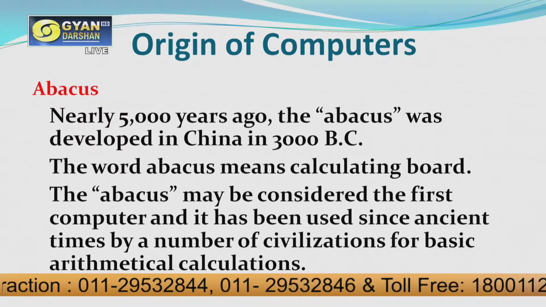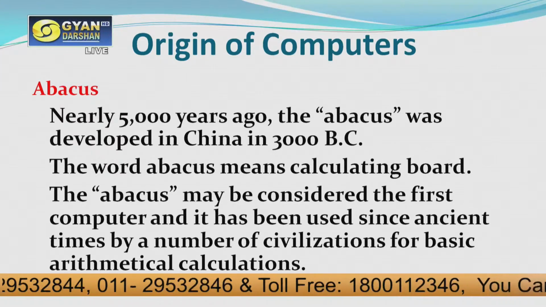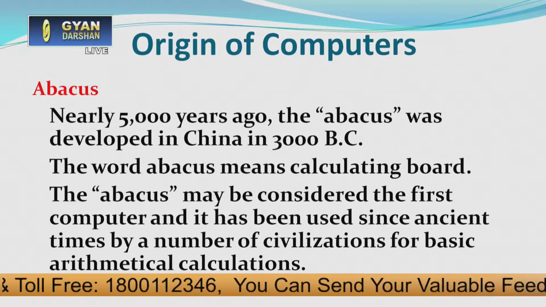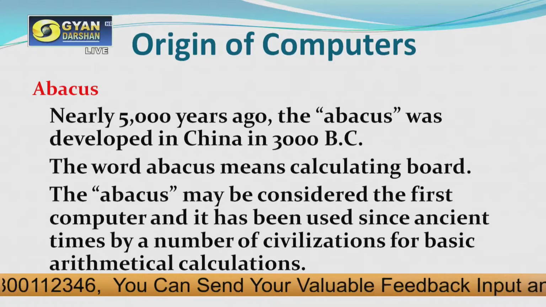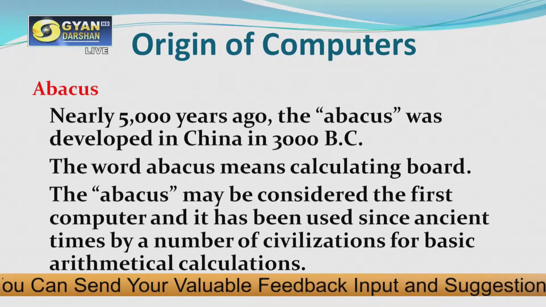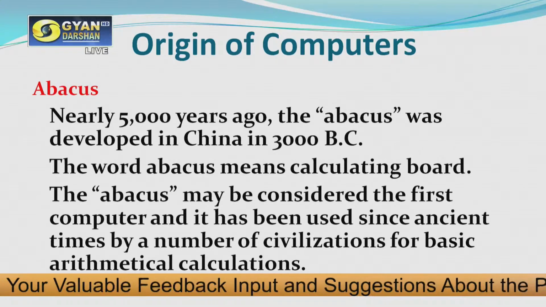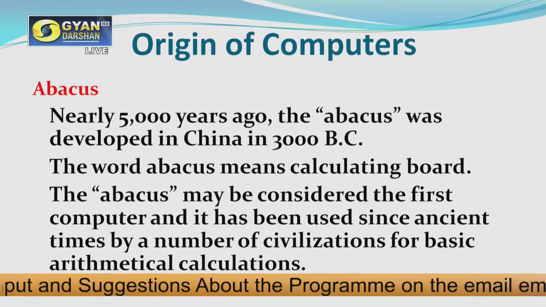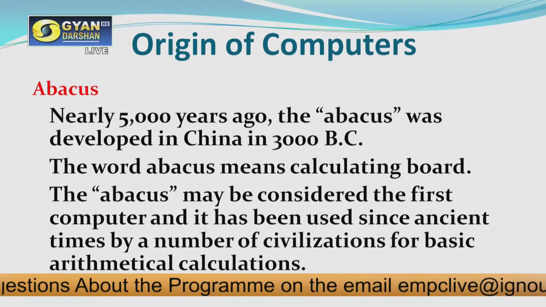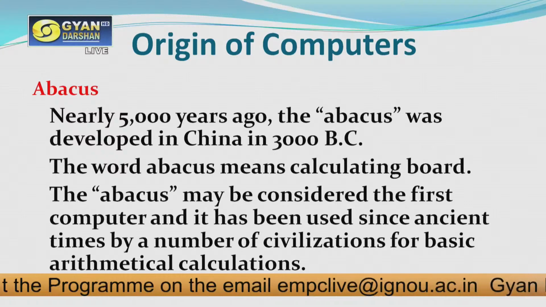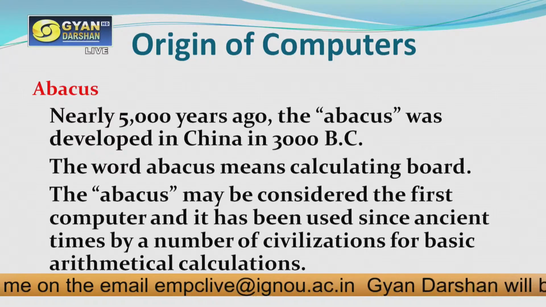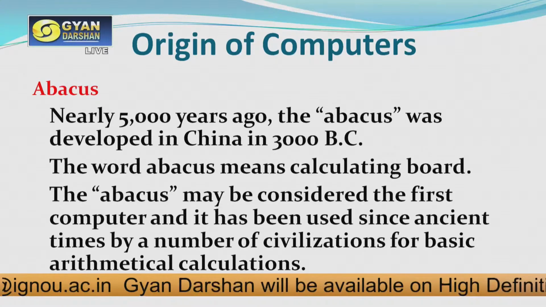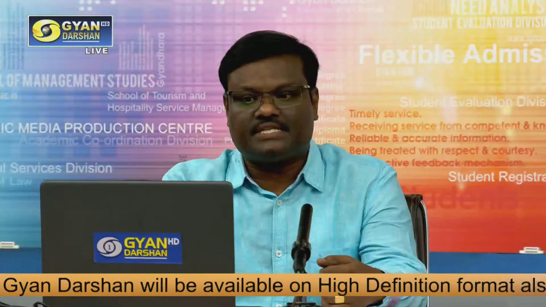Nearly 5,000 years ago, the abacus was developed in China in 3000 BC. This was the first calculation board, we can say, and the abacus may be considered as the first computer or calculator, and it has been used since ancient times by a number of civilizations for basic arithmetical calculations. So the calculating devices have their roots way back some 4,000 or 5,000 years ago.